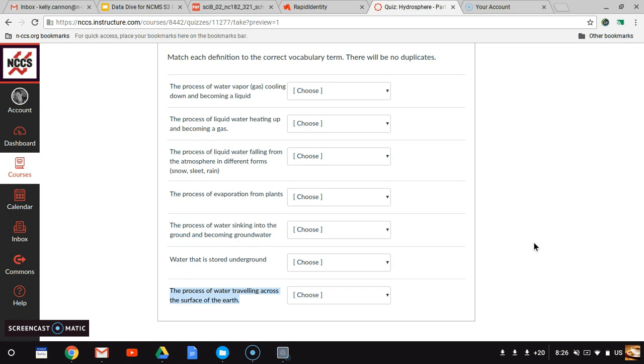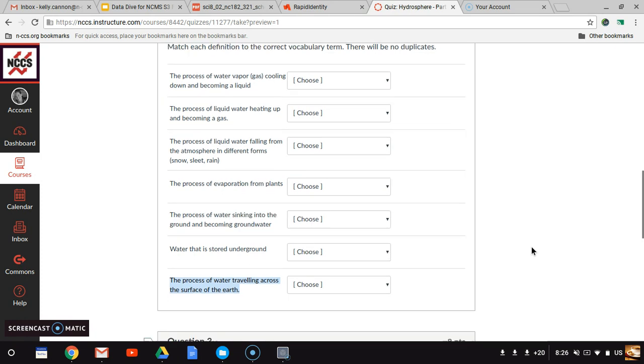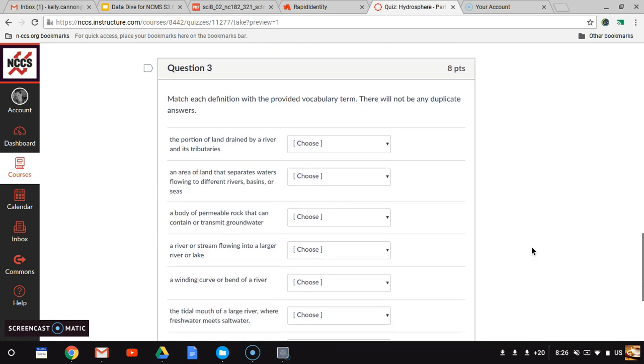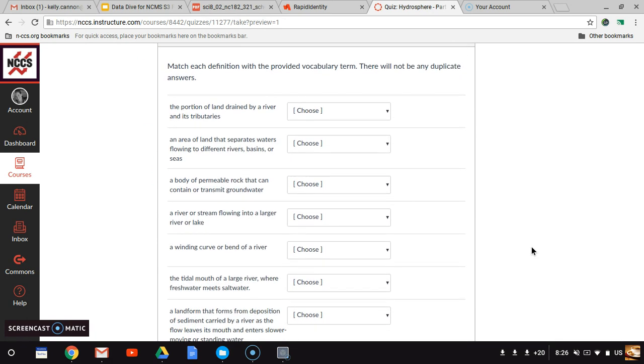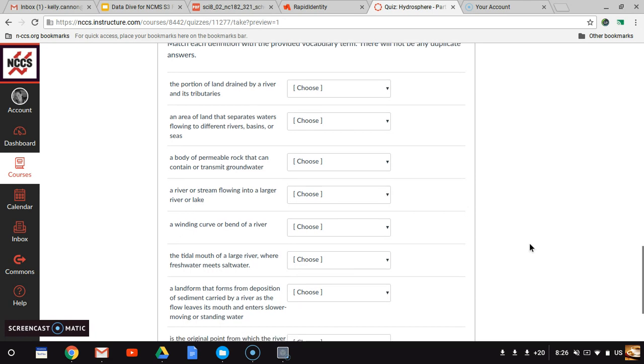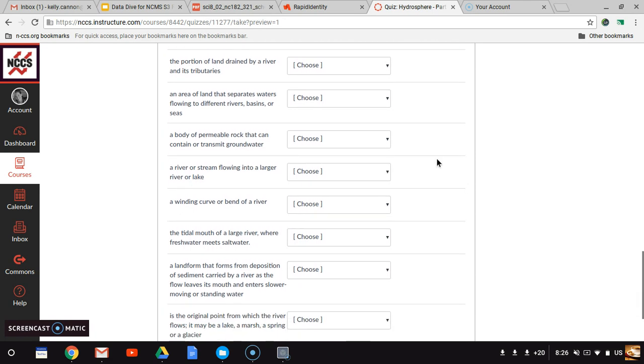Make sure you've answered each of these definitions before going on to the third question, which is dealing with freshwater resource vocabulary terms. Again, you'll match each definition with the provided vocabulary term. There are not any duplicates. One word should not show up twice in your chosen definitions.